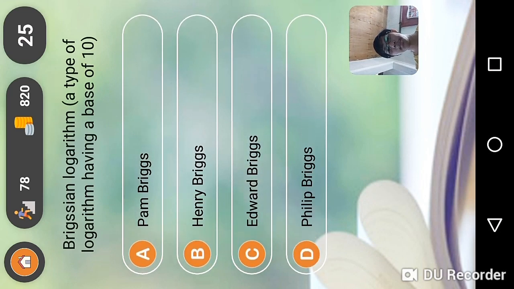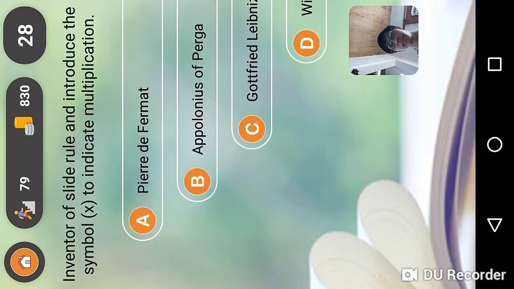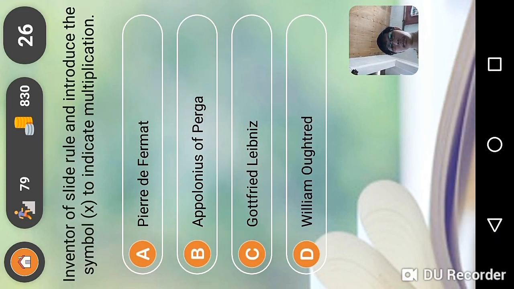Briggsian logarithm, a type of logarithm having a base of 10. Kay Henry Briggs. Inventor of a slide rule and introduced the symbol x to indicate multiplication. William Oughtred.